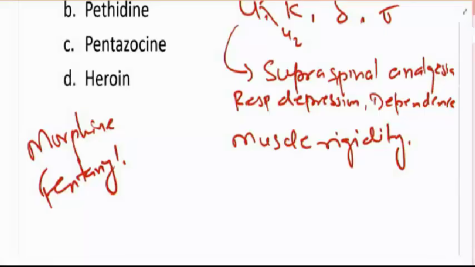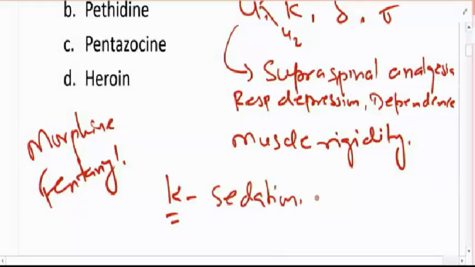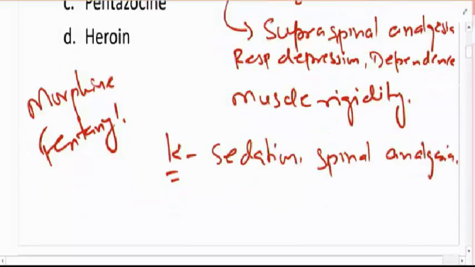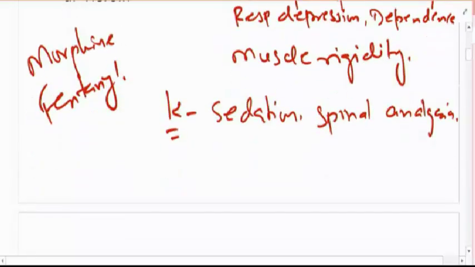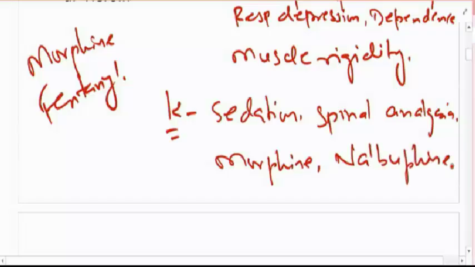Now on the other hand, the second receptors are the kappa receptors, and the kappa receptors basically mediate sedation and spinal analgesia. Right? Agonists are drugs like morphine and nalbuphine. So these are the agonists for the kappa receptors.